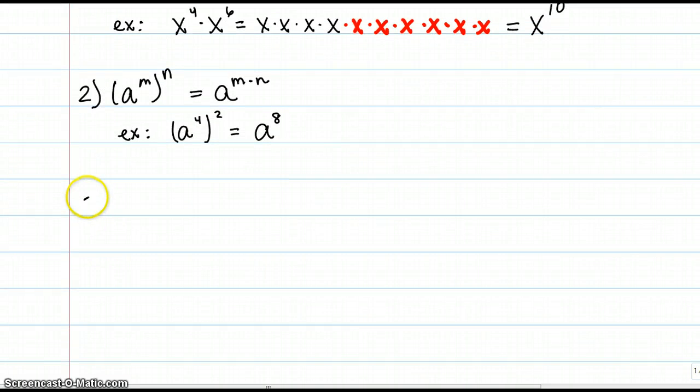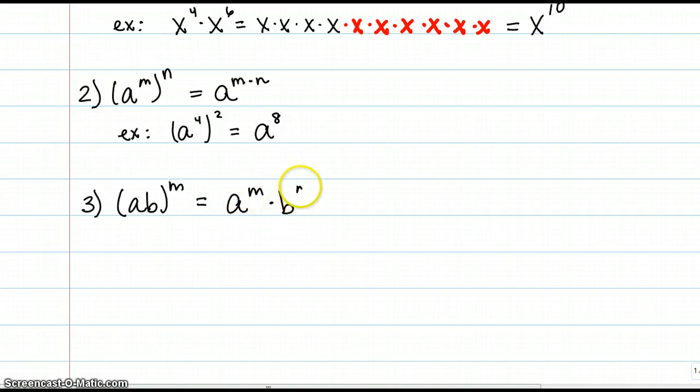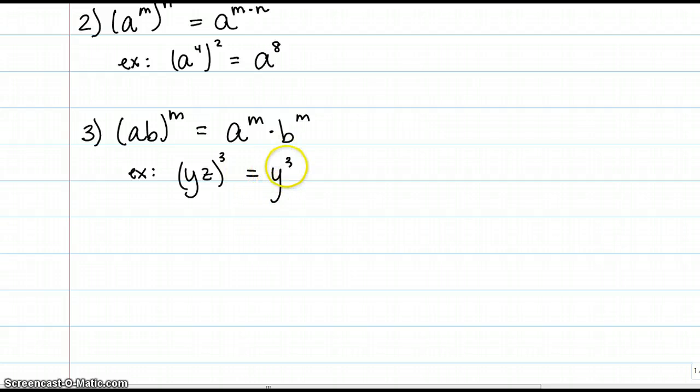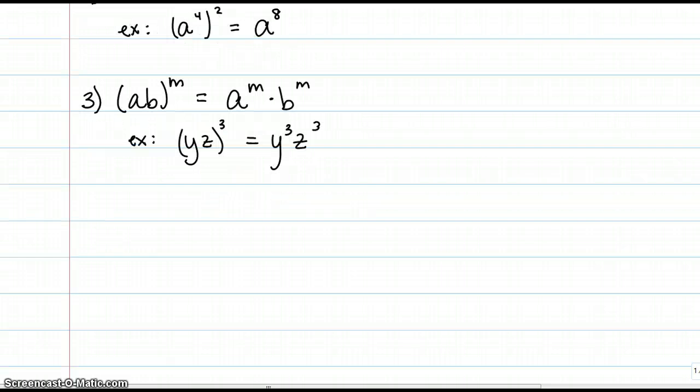Alright, rule number 3. So if I have ab to the m power, I can rewrite this as a to the m times b to the m power. So for example, if you had yz to the 3rd power, you would get y to the 3rd times z to the 3rd. You just raise everything inside these parentheses to that power.